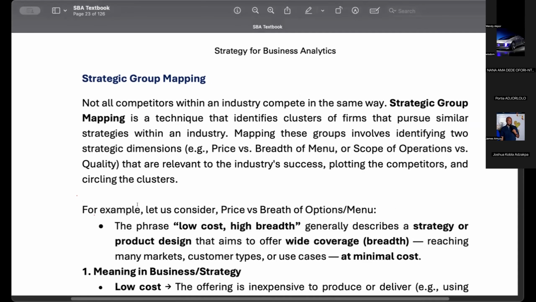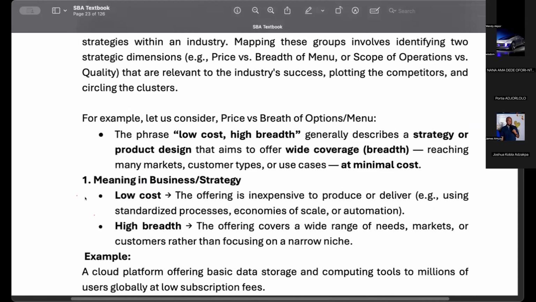Okay. So the first one is what we call the low cost hybrid, or the high cost low breadth. So you can use your cost and breadth, the price, and then the options that you have. Now, this particular low cost hybrid phrase generally describes a strategy or product design that aims to offer wide coverage, that's a breadth, but delivered at a minimal cost.